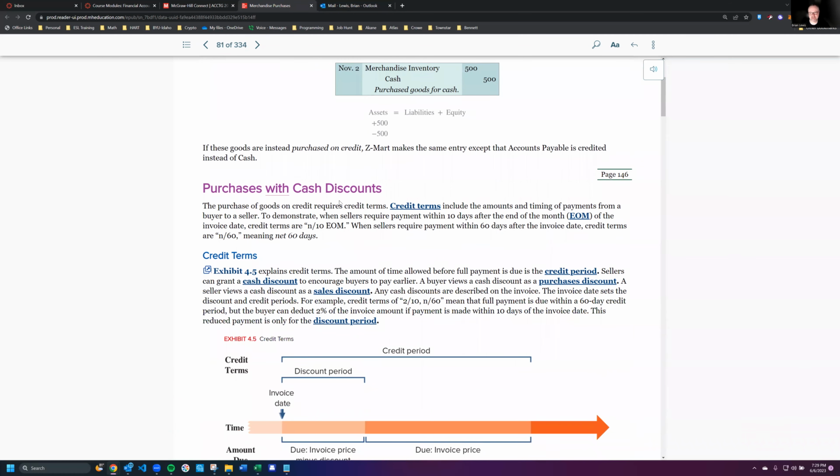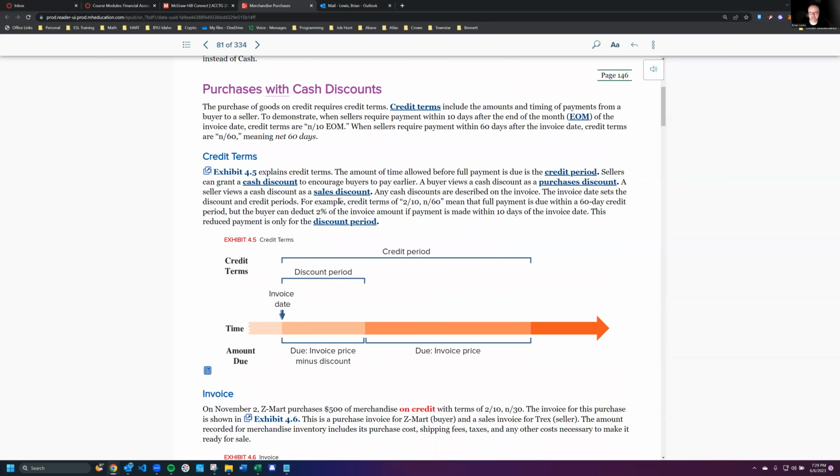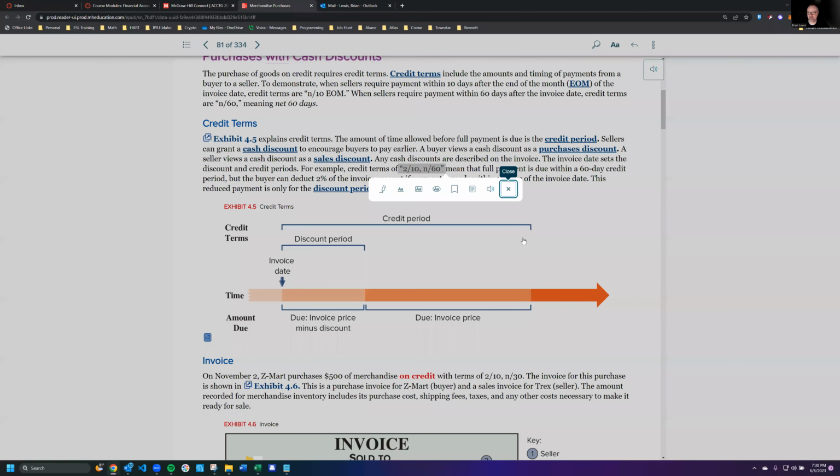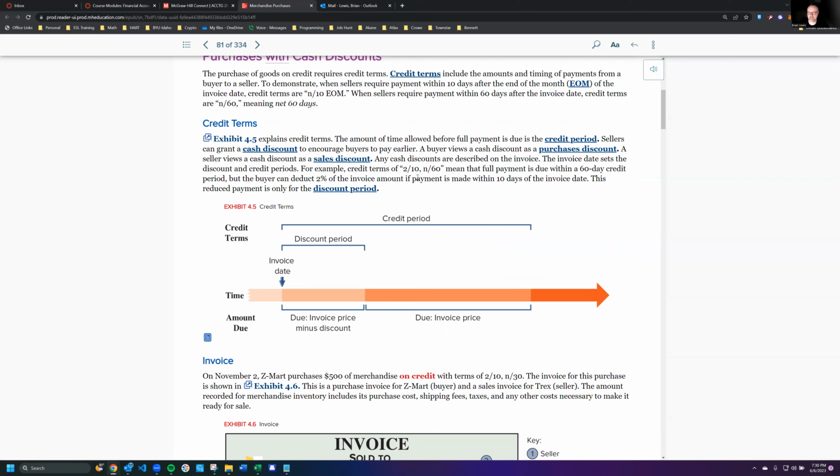Now, if you do have a cash discount, there's usually some credit terms. And those credit terms, in the most simple ways, usually are going to be expressed like this: 2% if paid within 10 days. Otherwise, the net amount is due within 60. Okay, that's what this all says right here.